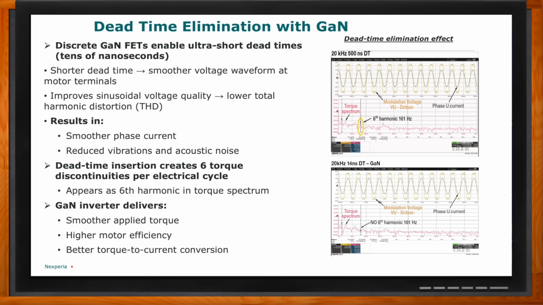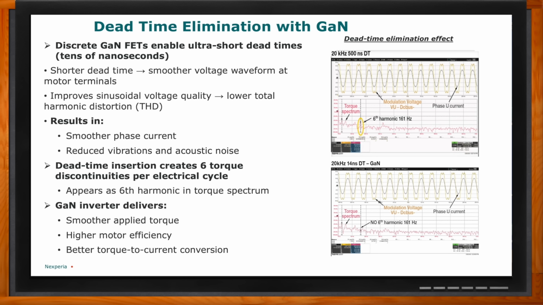The other 6 are not as visible or not as felt as much as the first 6. And so applied torque is much smoother. The motor is a lot more efficient. And torque to current conversion is also a lot more efficient. So you can actually get higher torque with a given motor that would not be able to get that done with silicon MOSFETs. Let's step back a bit.